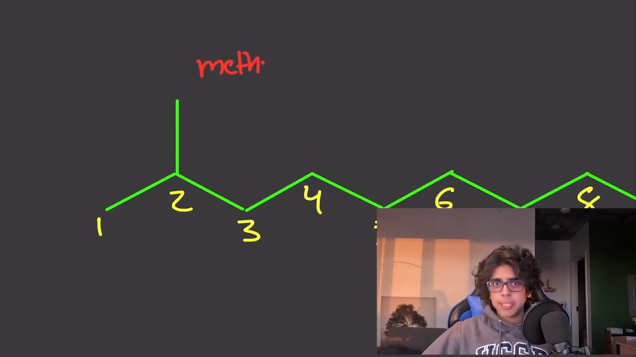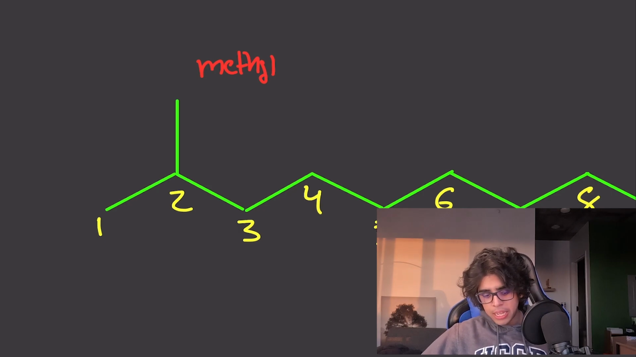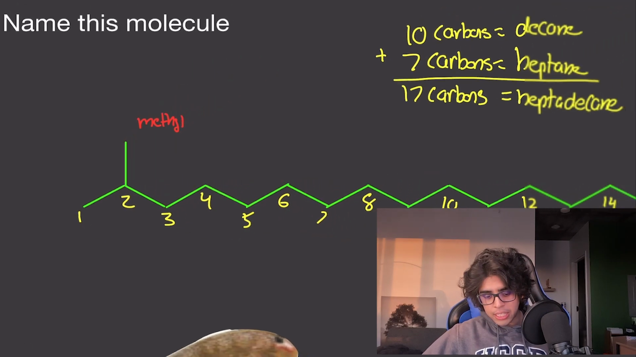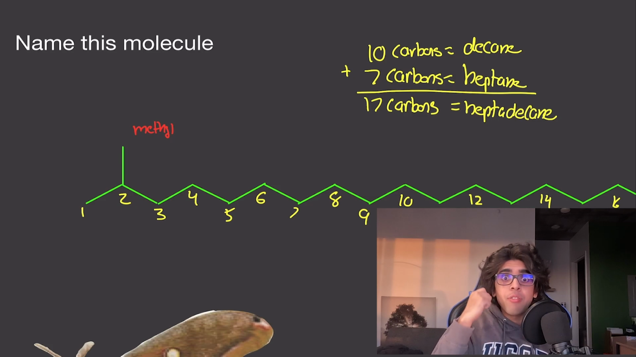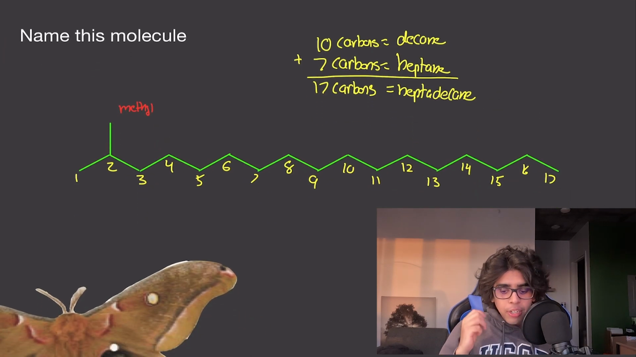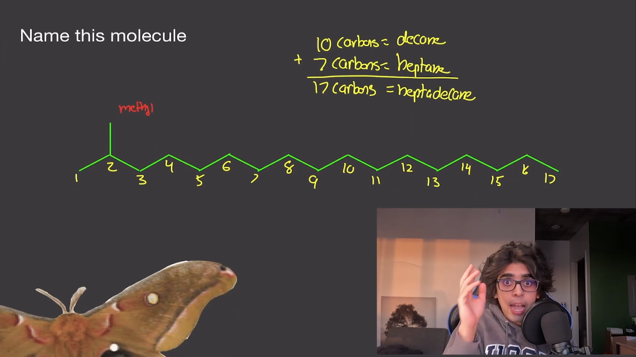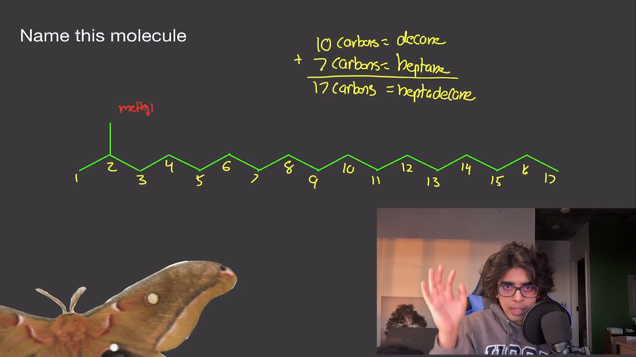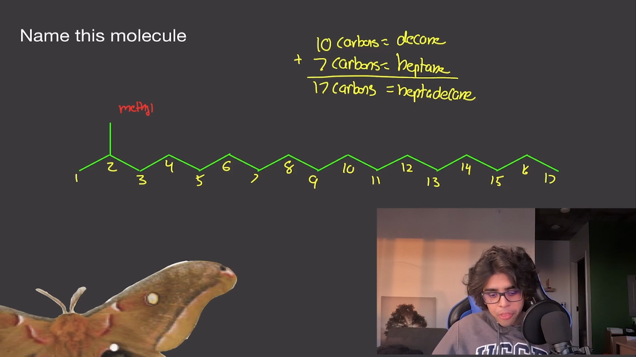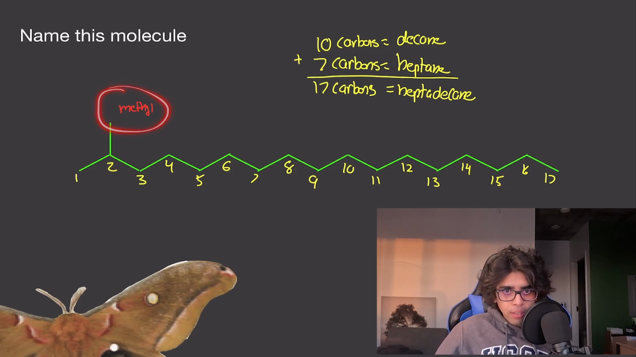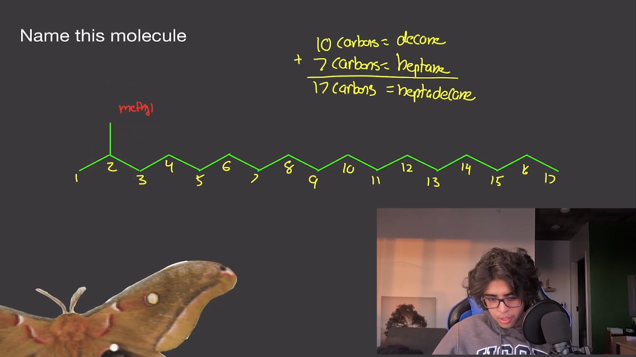But how do we name this? Well, notice the methyl group is attached to the 2nd carbon in the parent chain. There's a way of numbering the parent chain. But in this video, we're just going from left to right. There's an actual proper way, which we'll get into later. But just for now, left to right. So this methyl group is attached to the 2nd carbon in the parent chain.